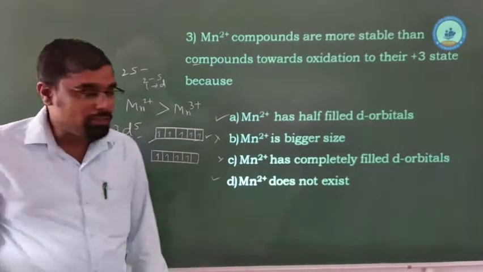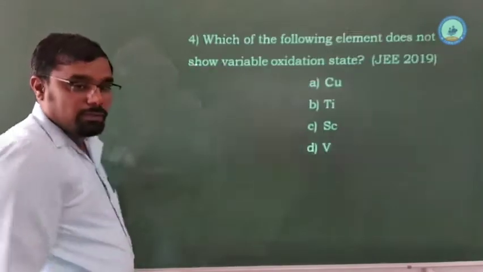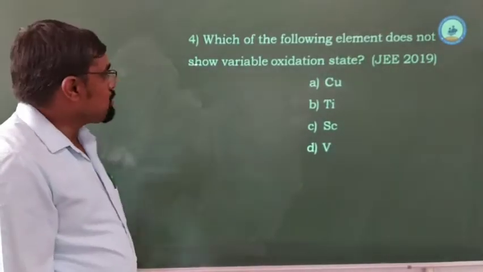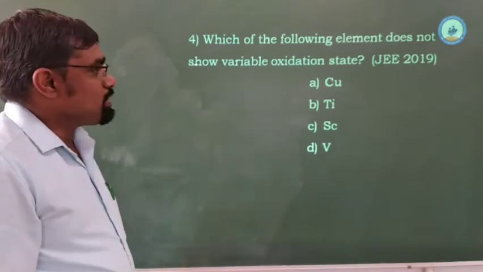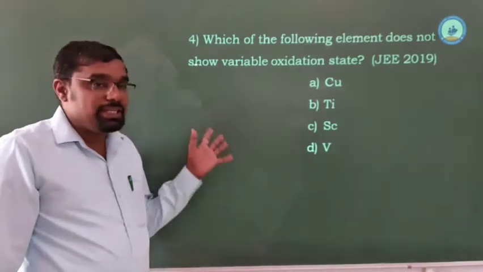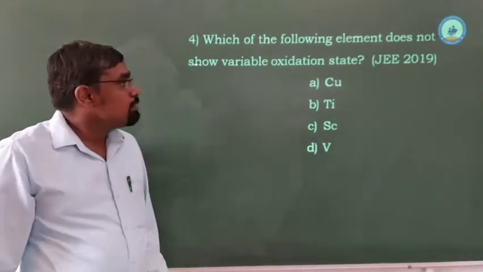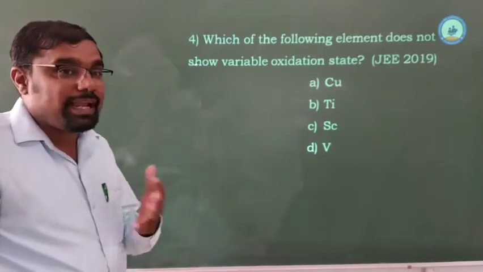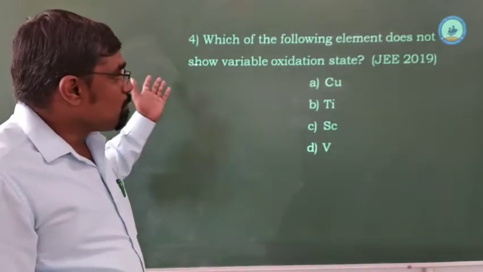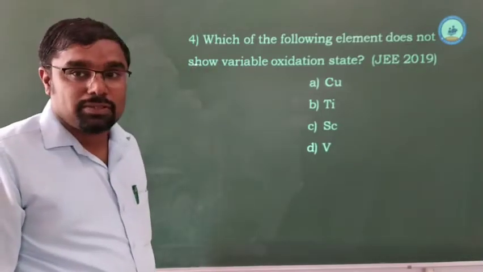We will go for the next one. Which of the following elements does not show variable oxidation state? This was asked in JEE 2019. It is a very easy question, and you can answer it in a fraction of a second and then go for the next question.